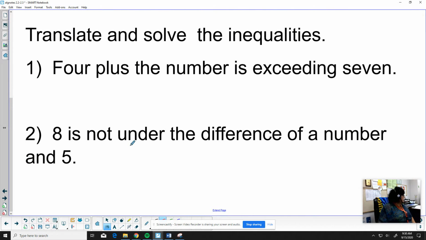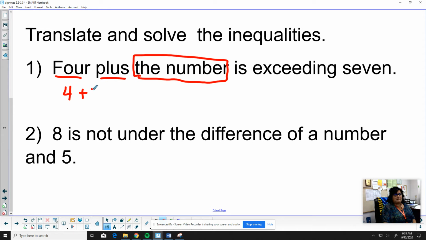Okay, so you're going to need your half sheet. We're going to start word by word and change this from English to math. So here we go. 4, the number 4. Plus is a plus sign. Anytime you see the words the number, that's x. Is exceeding is on your half sheet. It's greater than, and then 7 is just 7.